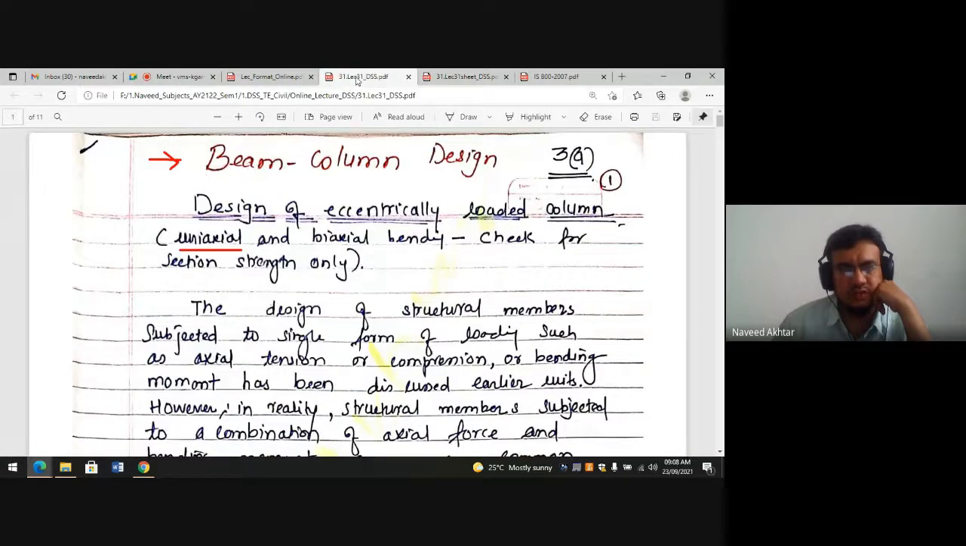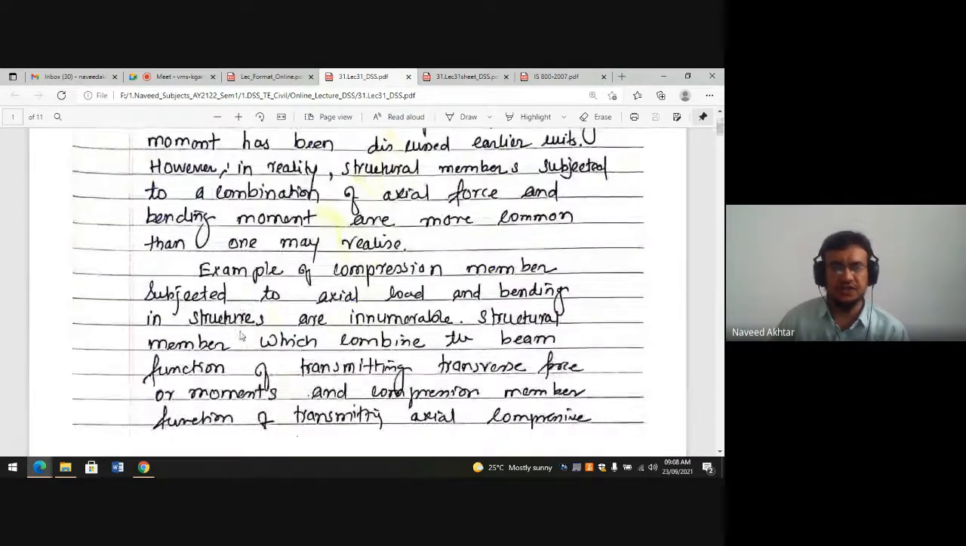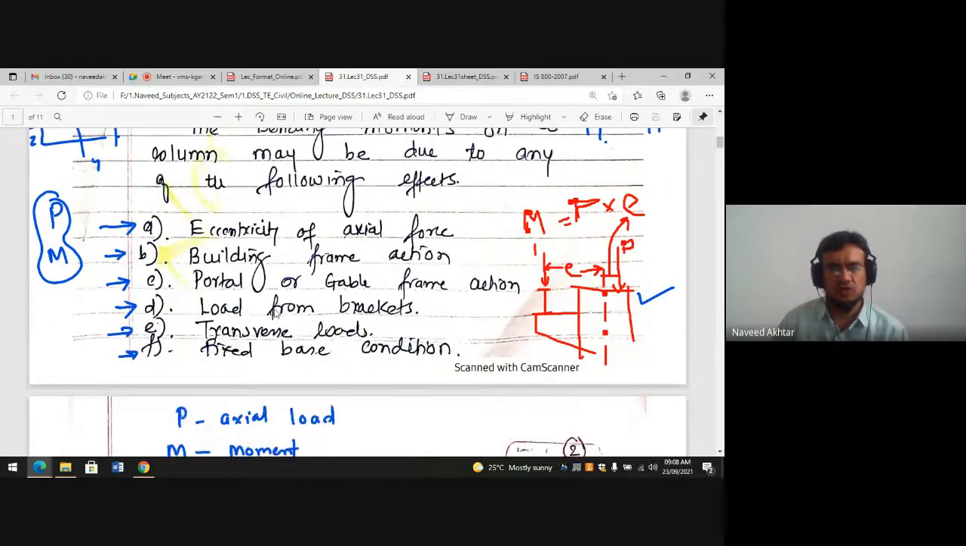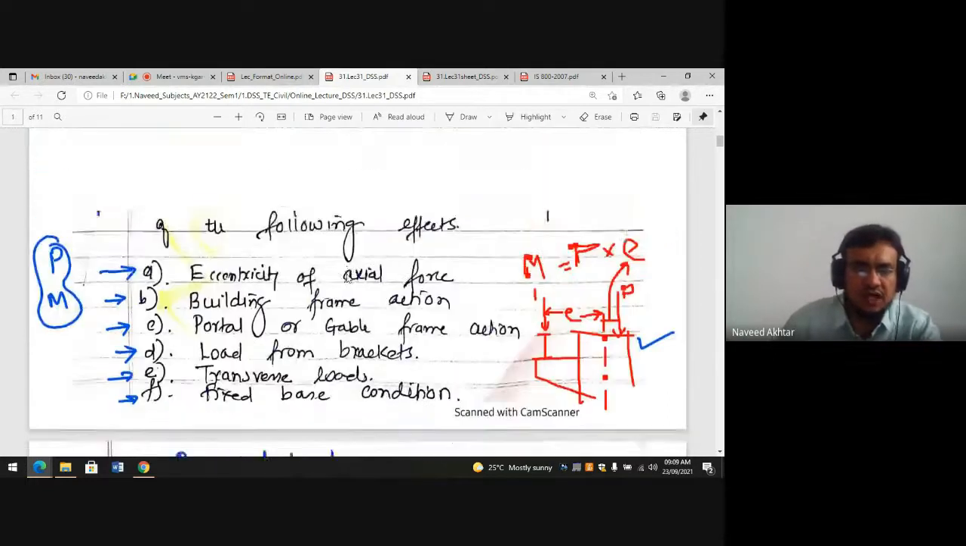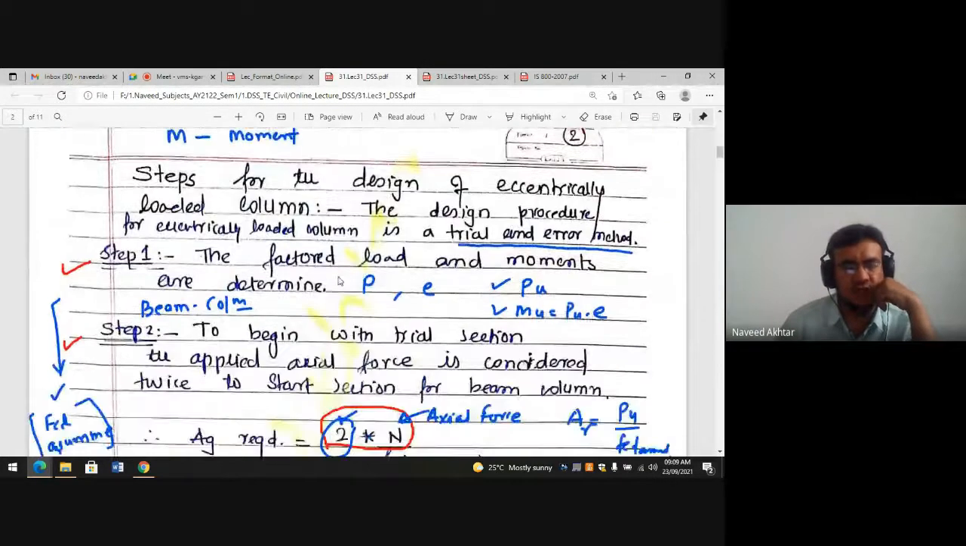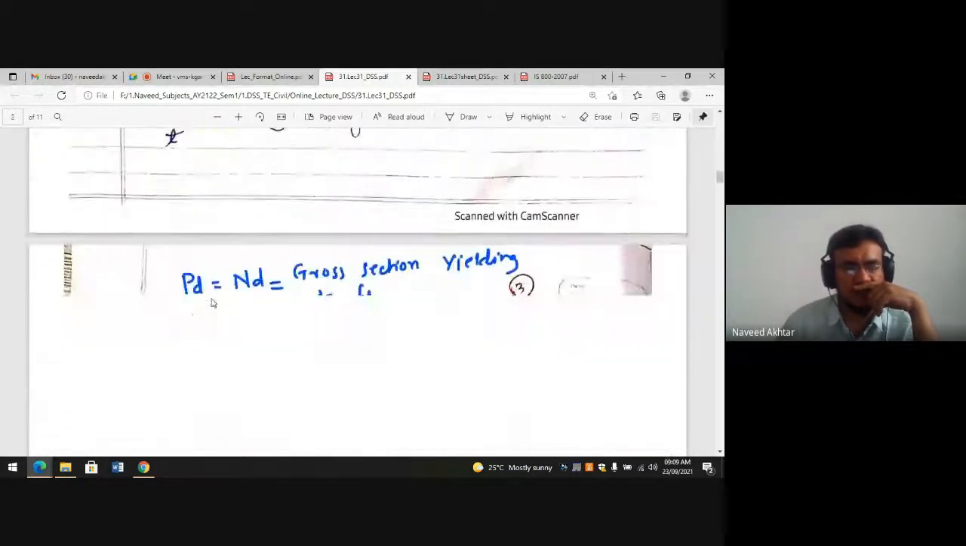Our lecture number 32. In lecture number 31, we have seen the design of the axially loaded column. We have seen how the eccentricities arise on the column, and there are certain reasons, such as the axial force acting some distance from the CG of your column, building frame action, portal or bevel frame action, load from the bracket, transverse loads from the beam or girders, and fixed base conditions of the column. These are the situations where eccentricity is observed in the column, and then we have seen how to design this column, step by step, in the previous class.